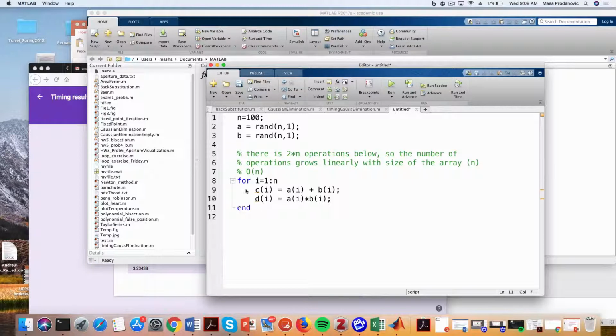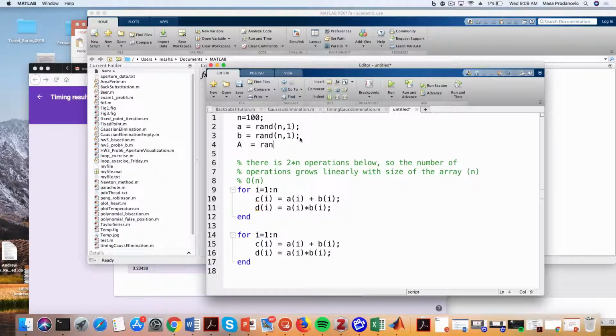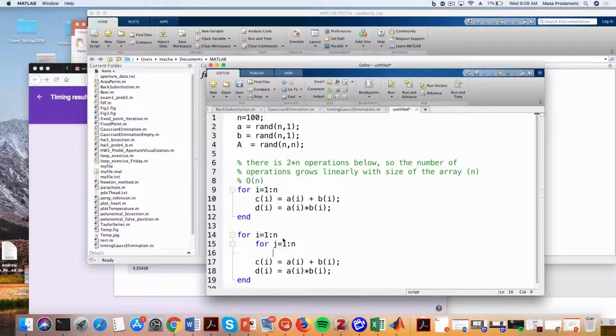Okay. Now, what happens if I actually have this, and I gave myself a random matrix, so now I have a matrix n by n, and I also go to the second loop and I say B of ij is A of ij times 2 plus 7. How many operations do I have now?